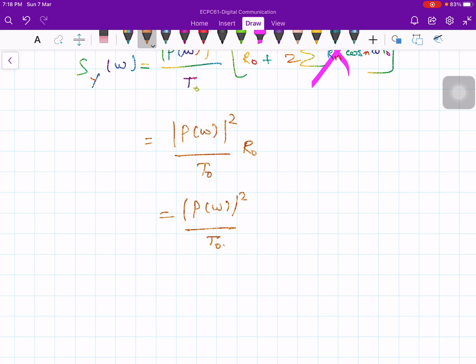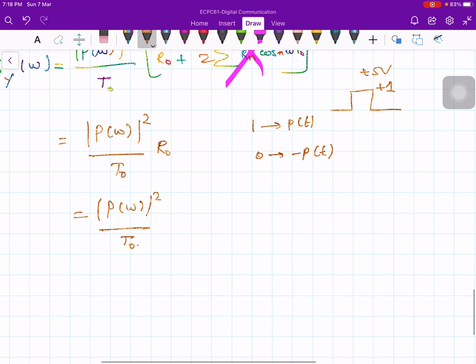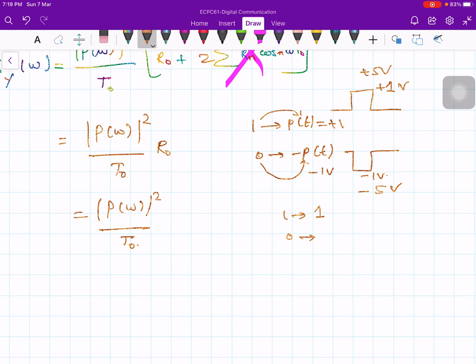Now you may ask a question, why do you assume that there are equal numbers of ones and zeros? Because 1 is represented by P of t and 0 is represented by minus P of t. Let's say this is my pulse like this, and the amplitude is plus 1. You can take plus 5 also, doesn't matter. Just for simplicity, I assumed plus 1. And minus P of t you can put like this, minus 1 volt, and this is plus 1 volt. Similarly, you can take minus 5 volt also. Nothing is wrong. Therefore plus 1 is denoted by plus P of t, and 0 is denoted by minus P of t, minus 1 volt. So 1 is by default represented by plus 1 and 0 represented by minus 1.